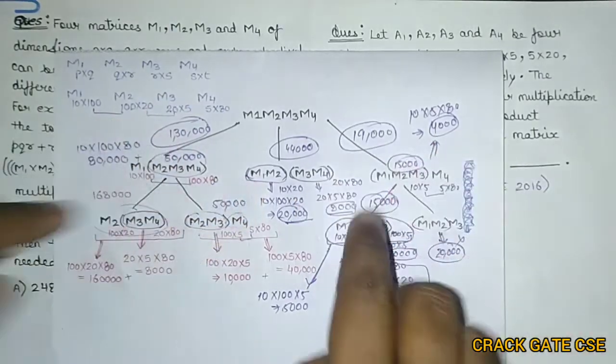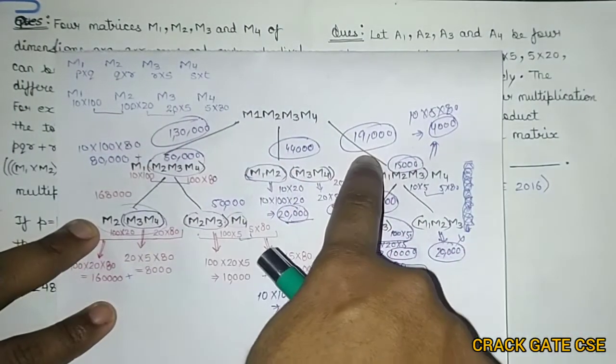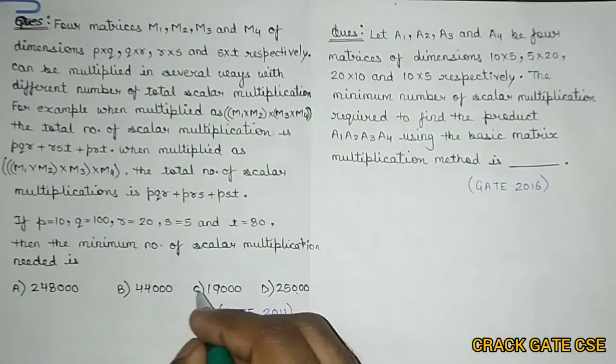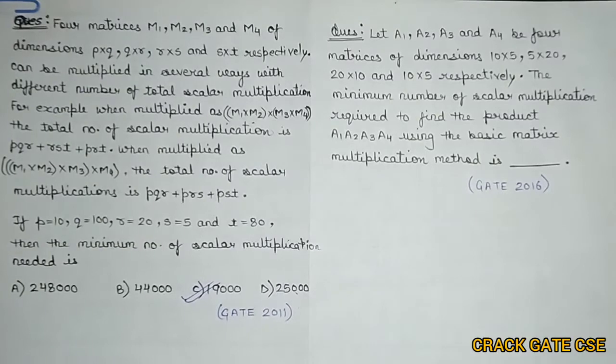So what is the minimum number of multiplications among these three branches? 19,000 is the right answer. So here you can say, is there an option? Yes. So 19,000 is the right answer.